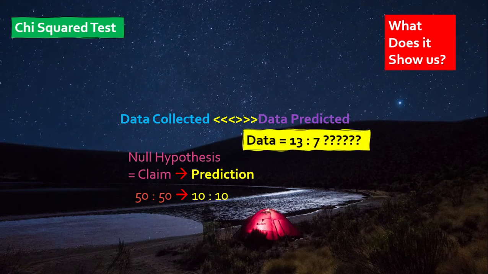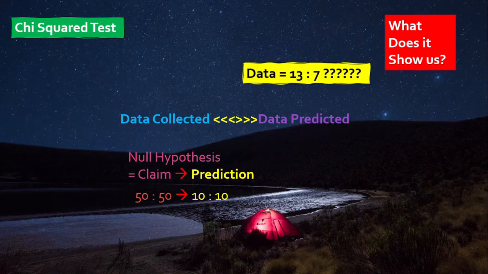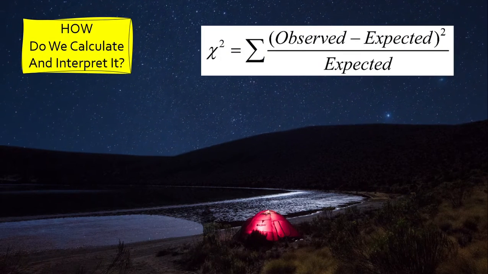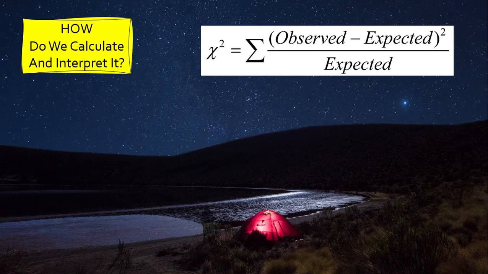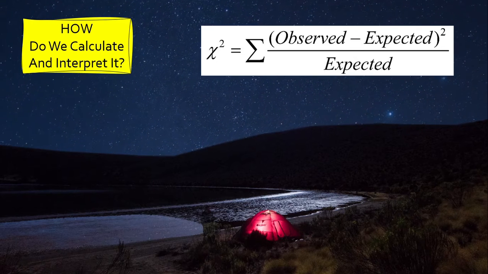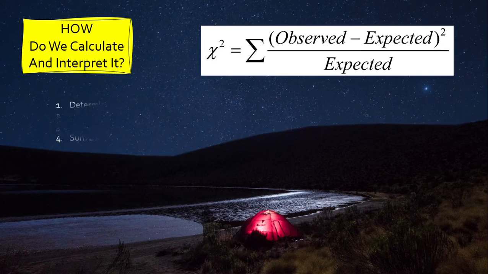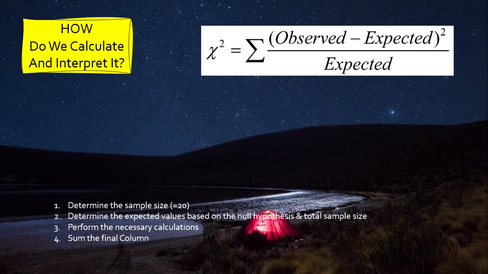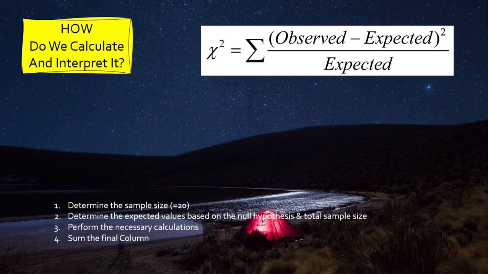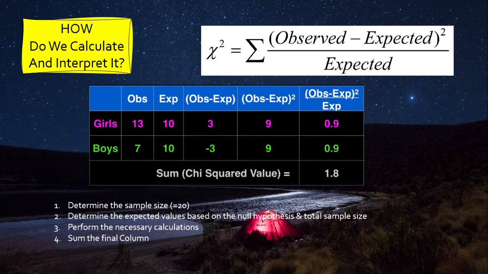So what if we got 13 women and 7 men? How do we deal with this problem? How do we calculate and interpret using chi-square? First, we have to look at the formula of the chi-square, which is represented by X squared, and it is the sigma of (observed minus expected) squared divided by the expected value. We follow these steps: determine the sample size, determine the expected value, perform the necessary calculation, and sum the final column. Wait, it's too complex. Let's just jump straight into the table to see what it means.